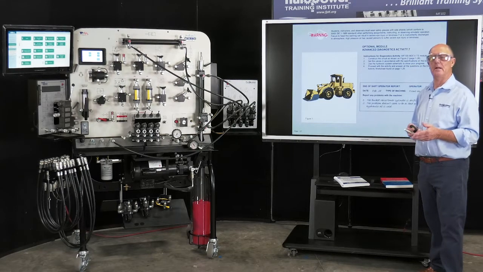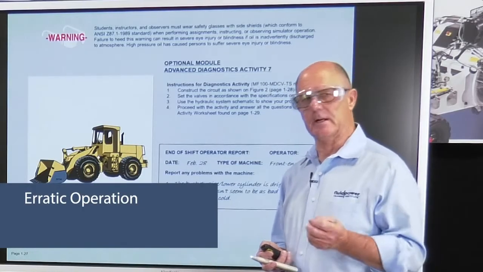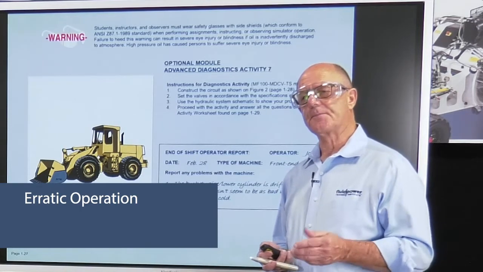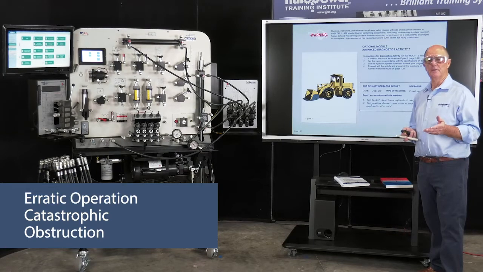The other mechanisms of failure would be along the lines of, let's say, erratic operation, like a loose wire in a solenoid. That would be a symptom. The other one would be a catastrophic event where you've fragmented a hydraulic component. And the other one would be obstruction.